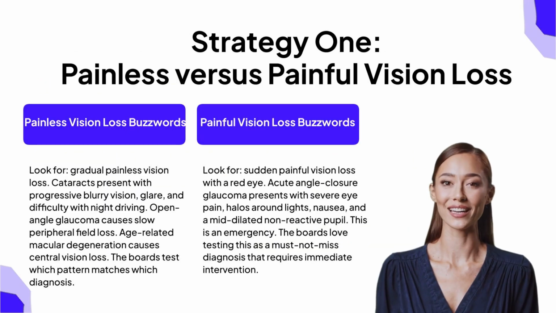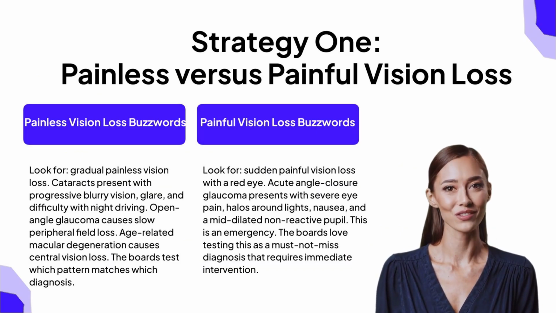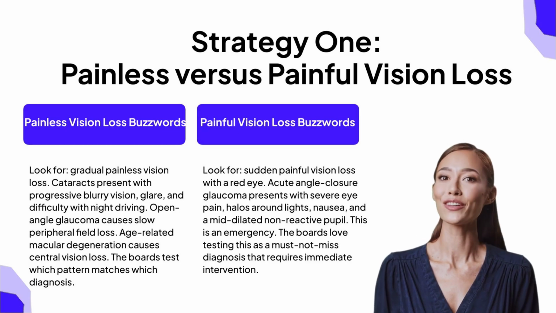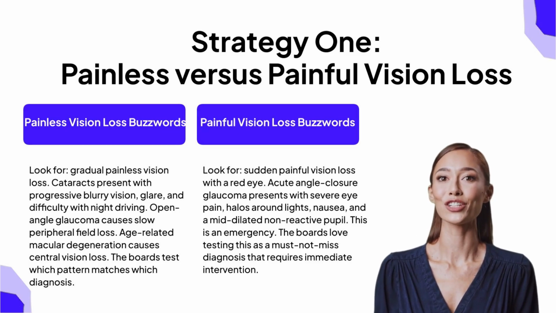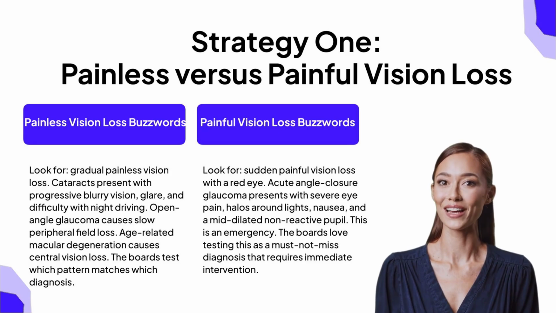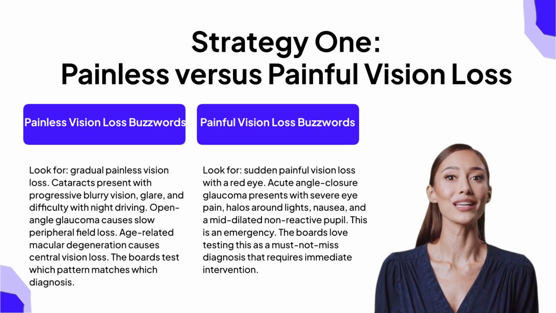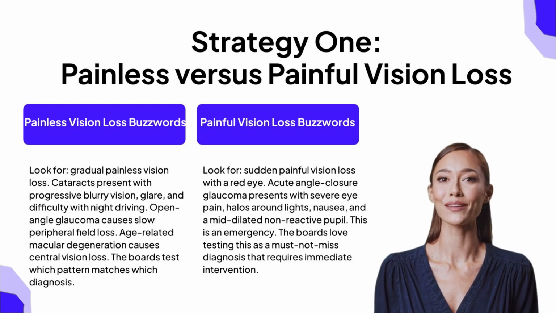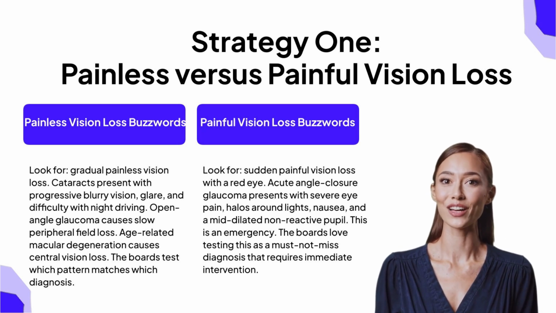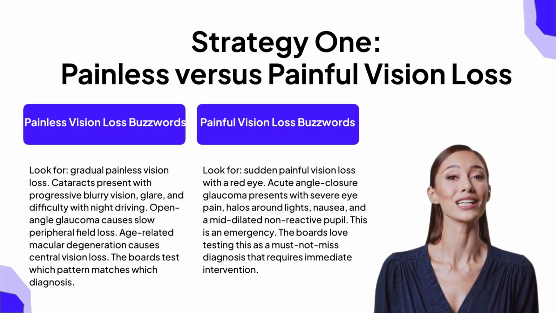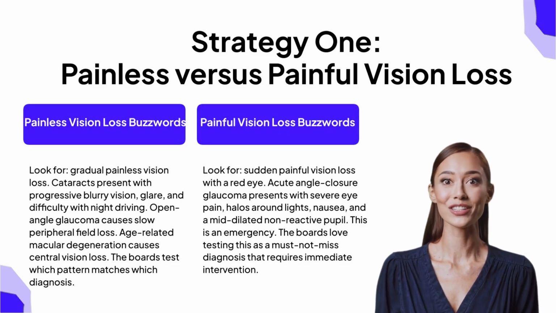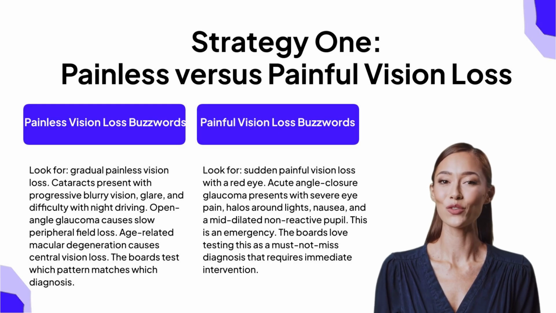The first strategy is understanding the painless versus painful vision loss split. This is one of the most important frameworks for eye questions on the boards. When you see gradual, painless vision loss in an older patient, your differential should include cataracts, open-angle glaucoma, and age-related macular degeneration. The key differentiator is what type of vision is affected. Cataracts cause overall blurry vision with glare. Open-angle glaucoma causes peripheral field loss first. Macular degeneration causes central vision loss.